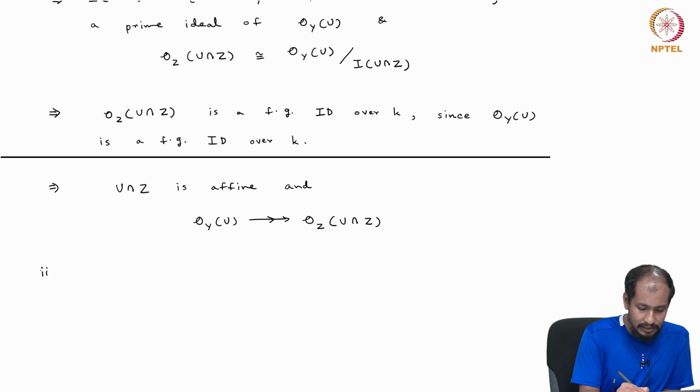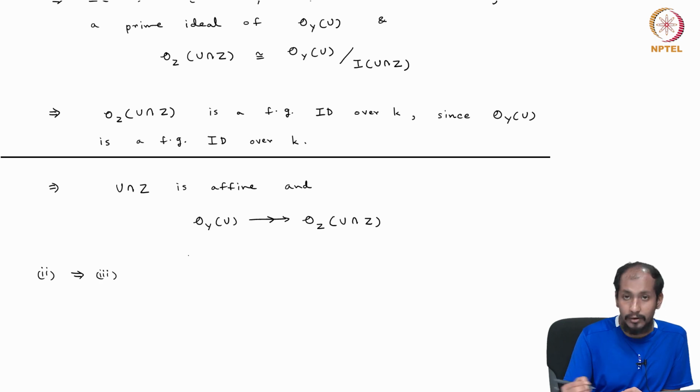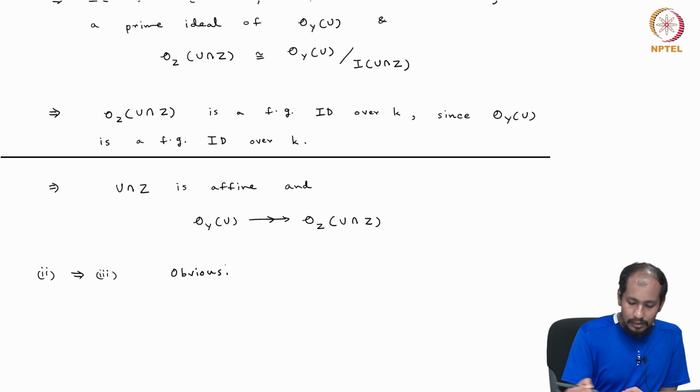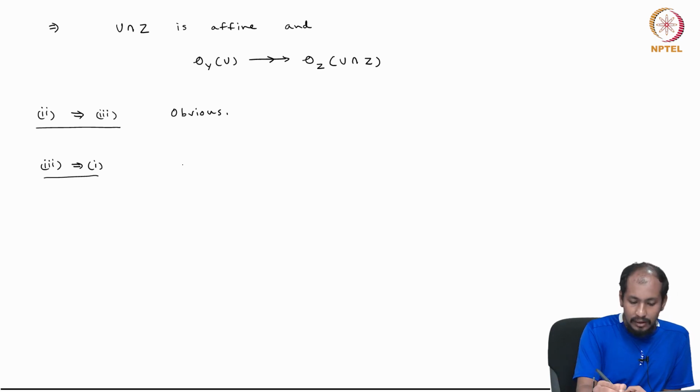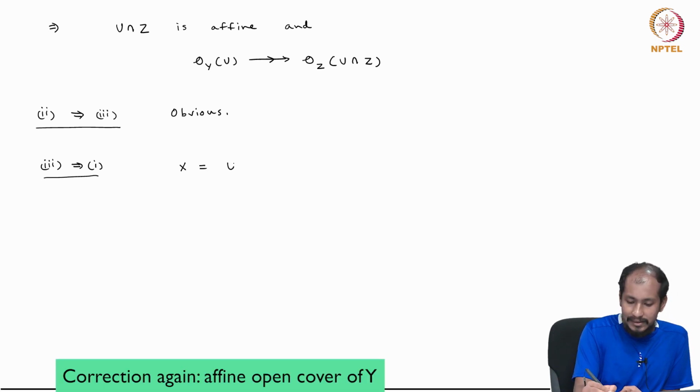Now 2 implies 3, this is an obvious statement. If it is true for every affine open, then it is true for every affine covering, right? This is obvious. So now the 3 implies 1, this part. For this, so Y is affine open, this U_i is an affine open covering, affine open cover.